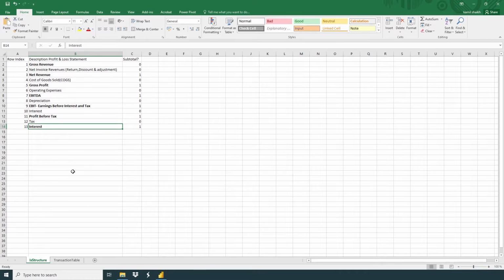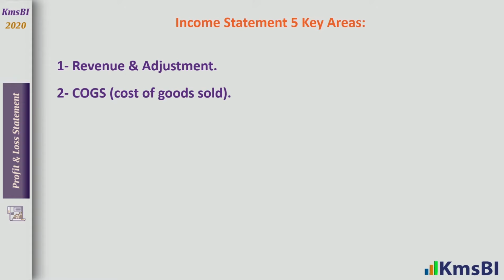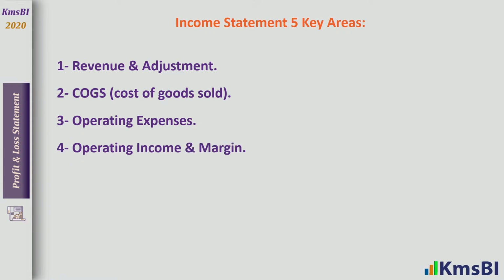Before importing the dataset into Power BI, we are going to overview what an income statement is. There are 5 areas to any good income statement or profit and loss statement. First thing is revenue and adjustment. Second category is cost of goods sold. Third category is operating expenses. Fourth category is operating income and margin. And finally is profit and loss.